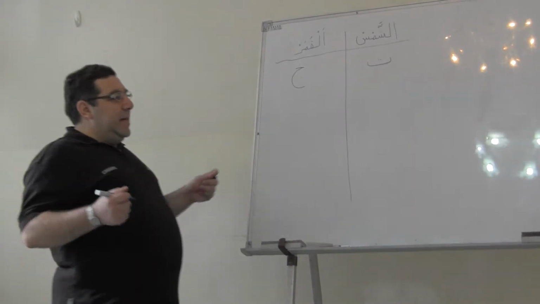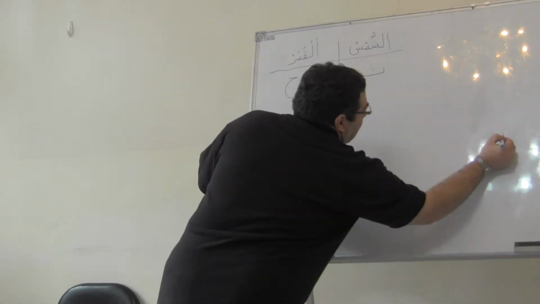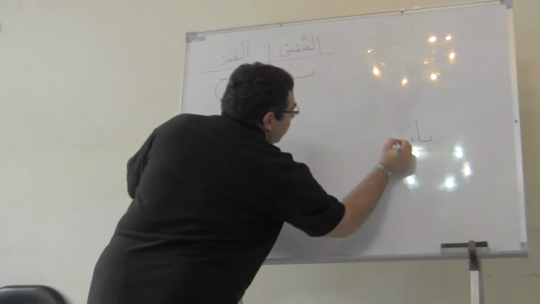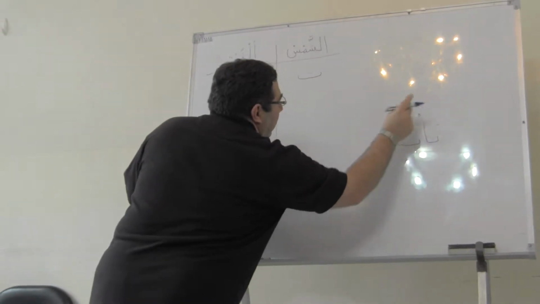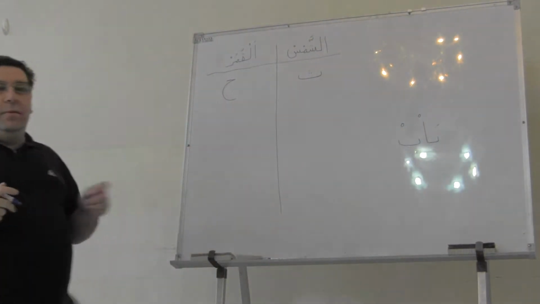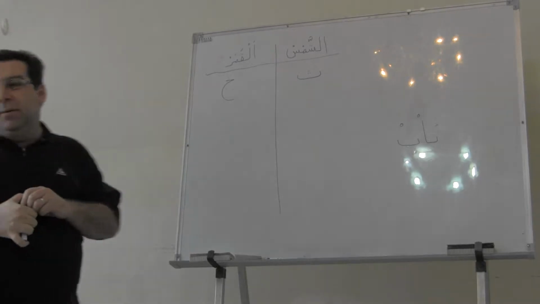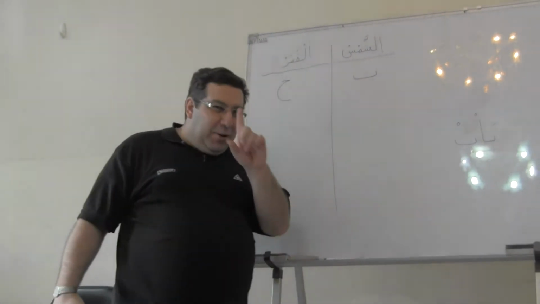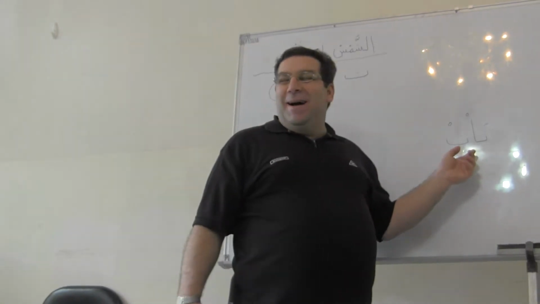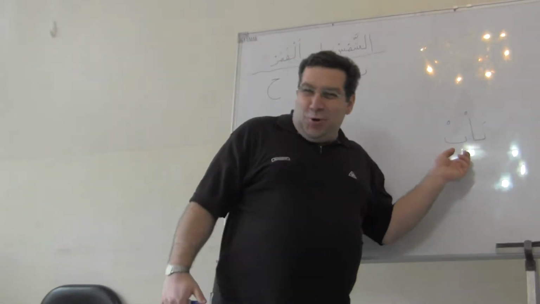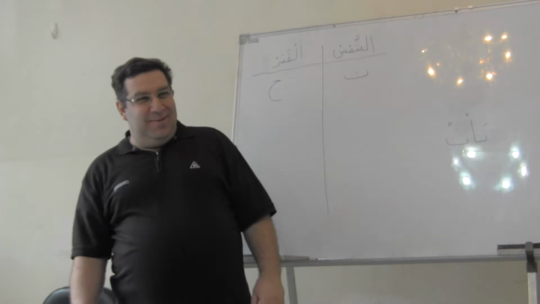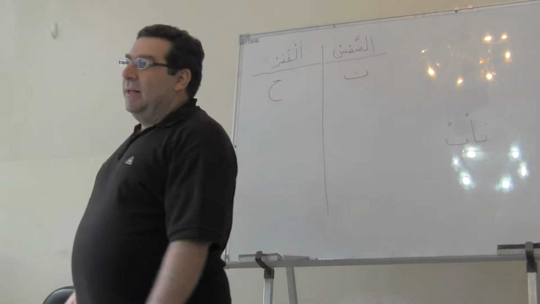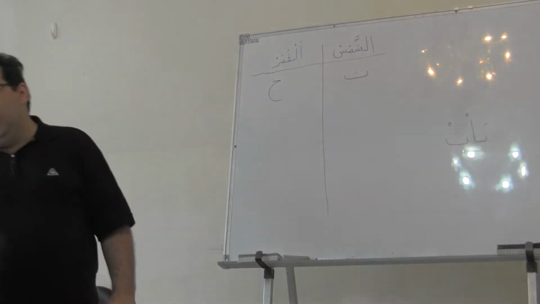Now, for example, we have this word. Bab. Bab. This is not baba. This is only bab. What is the meaning of bab? Door. Okay, bab is door.